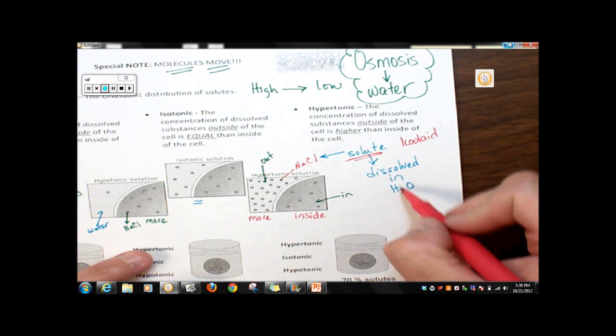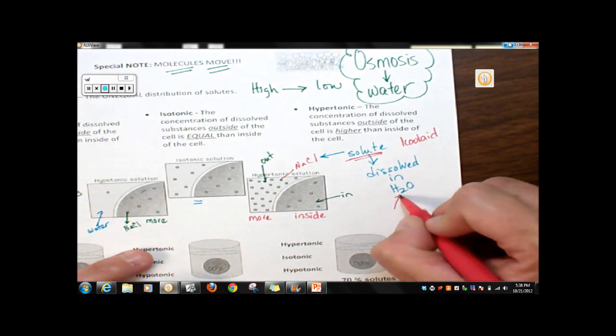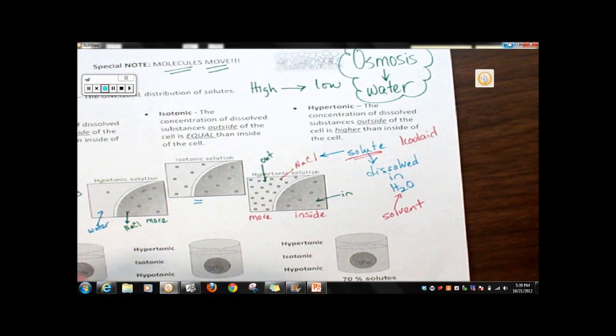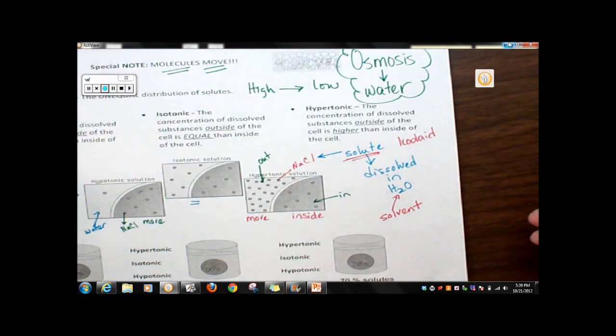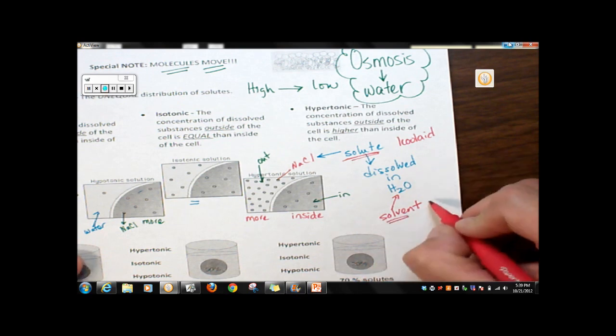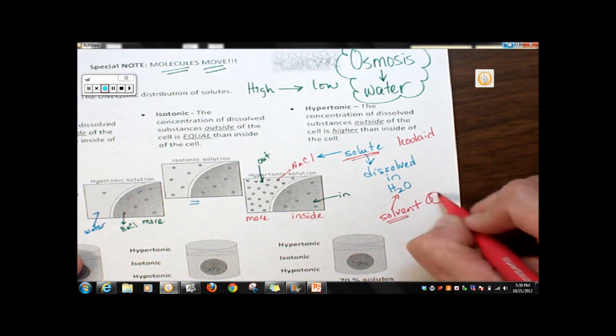And the thing that does the dissolving is called the solvent. And water's just the universal solvent. It's not the only thing that dissolves things, but it's the big dog. It dissolves more things than anything else. I can't really draw a dog. It always looks like a stick dog. Oh, that's horrible.